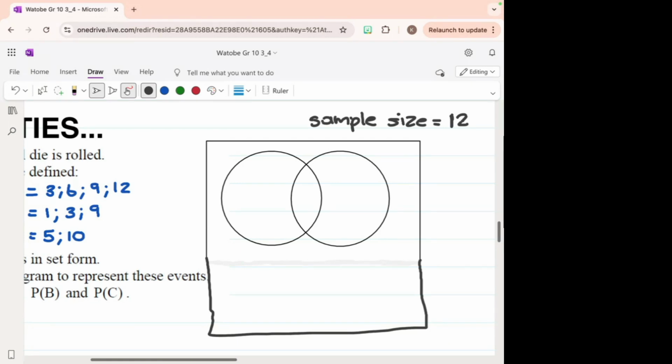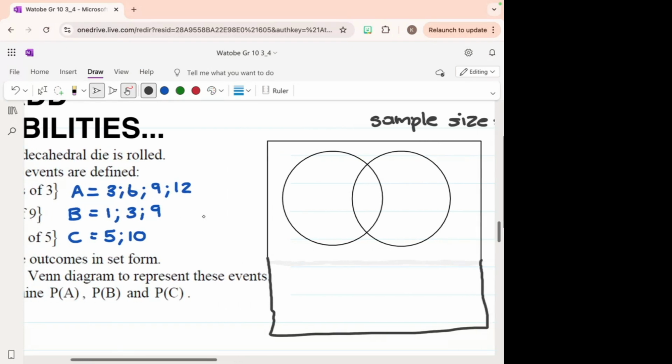So my total sample size is 12. Now, if I go back and look at the events that I've got, A has 3, 6, 9, 12. B has 1, 3, 9. And C has 5 and 10. No problem. All right. So I want to see, do these events actually intersect? Here in A, I see that there's a 3. And here in B, I see there's a 3. So yes, we've definitely got an intersection going on.